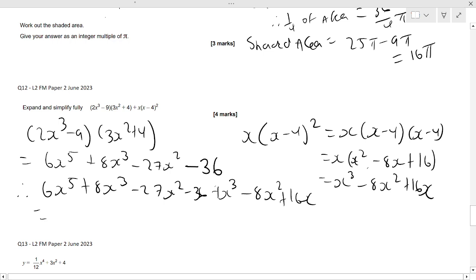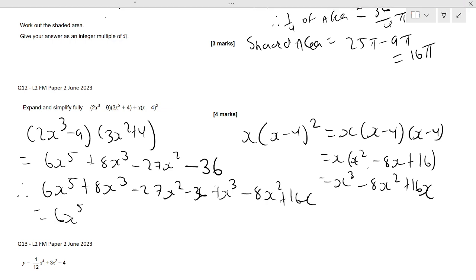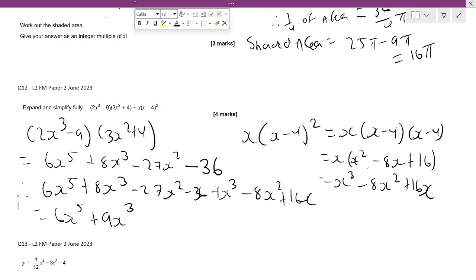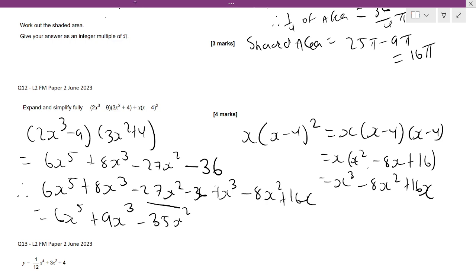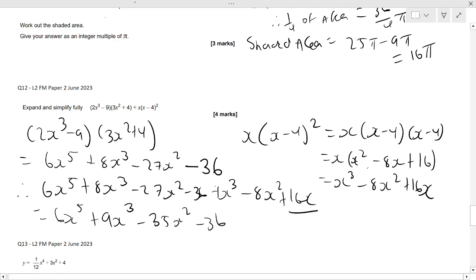Then you just compare all the powers of x, right? So here, first of all, x to the 5, there's only one x to the 5, so it's 6x to the 5. Then we have x cubed, where we have 8x cubed, add another x cubed, that'd be plus 9x cubed. Then we have the x squared, minus 27x squared, minus 8x squared. That's going to get us minus 35x squared. Then we have minus 36, but that's the only number here. And then we have this 16x at the end.